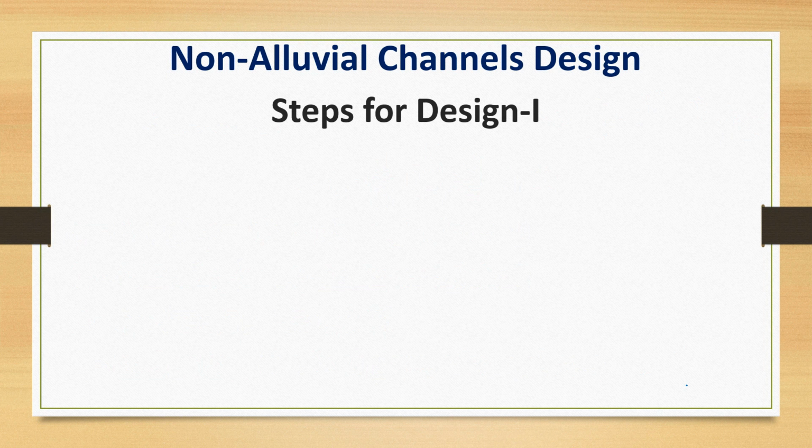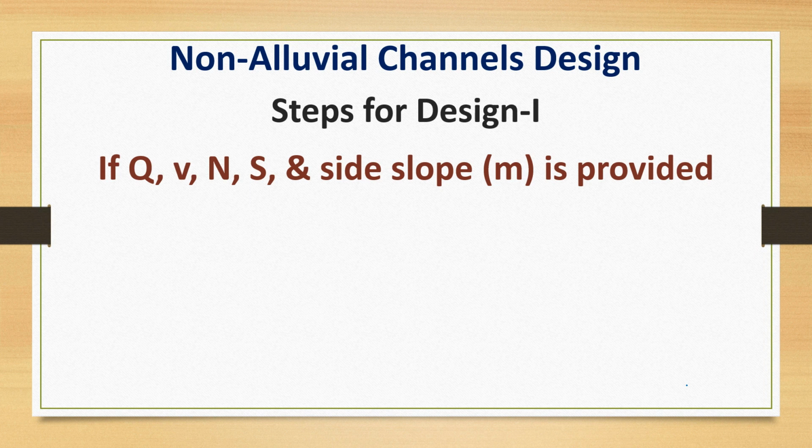So we have two design procedures for non-alluvial channel design. The first procedure is followed when five values are given: the discharge Q, velocity of flow, Manning's roughness coefficient, bed slope, and side slope. The side slope is denoted by M, while the bed slope is denoted by S. Manning's roughness coefficient can be shown by small n. S is the bed slope, sometimes known as S naught. And M, you can denote sometimes by Z, is known as the side slope of the channel.